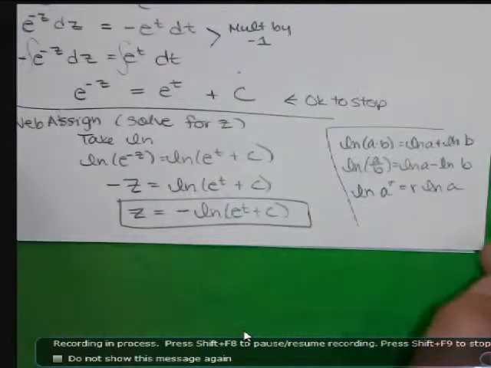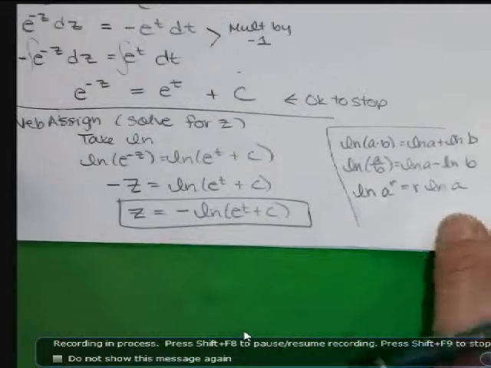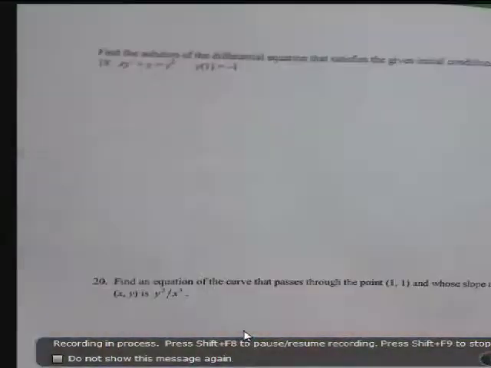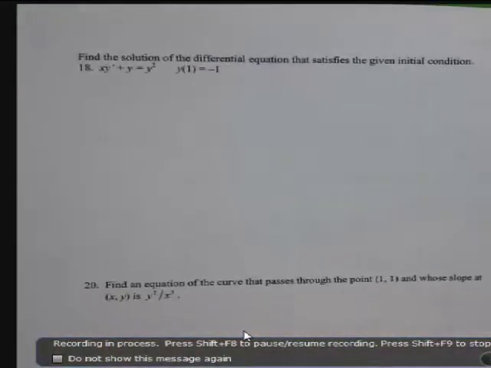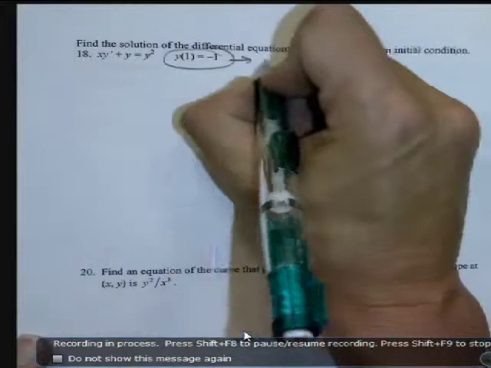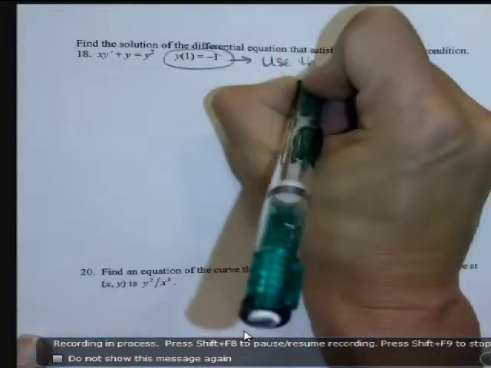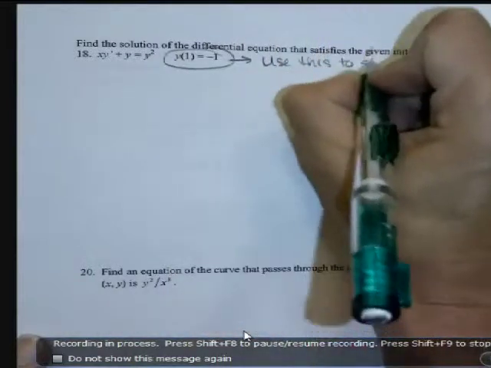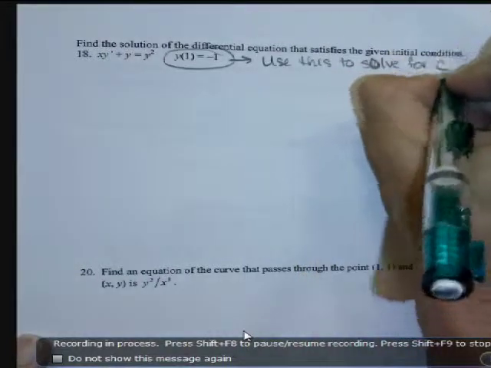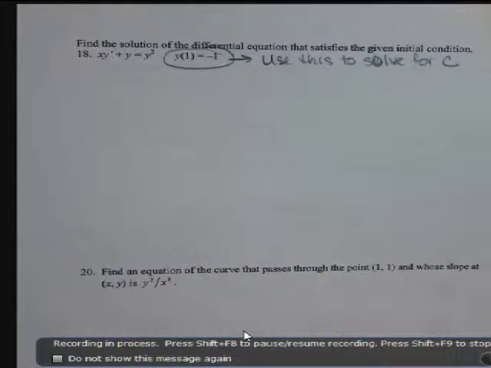Okay, let's look at one more. So this one we have an initial condition. So we'll worry about the initial condition last. I mentioned in the last section that we'll use this to solve for c, but that will be our last step. That's after we integrate, and we'll get our plus c, and then we'll plug in that initial condition to find it.